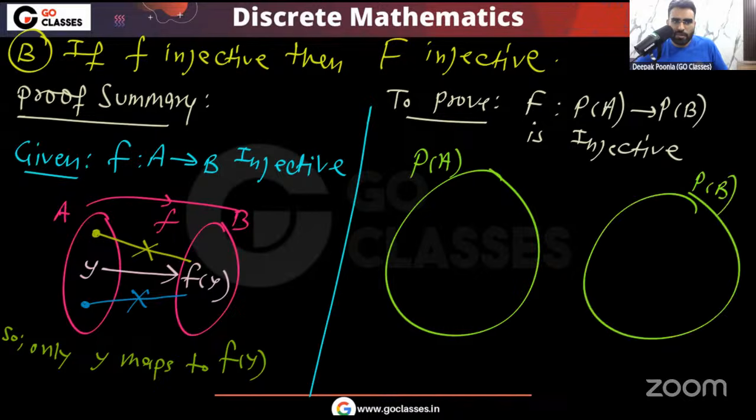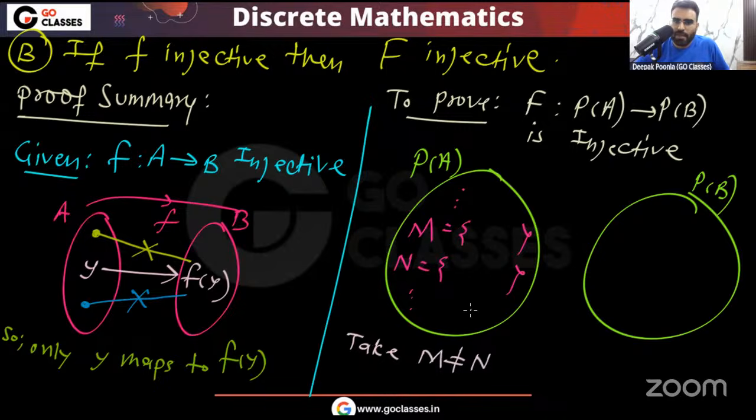You take two different elements. Let's take M and N. So this is M, this is N, correct? Now we take M different from N. Now if M and N are different, then we can prove that their images will be different. Why? What is the reason?